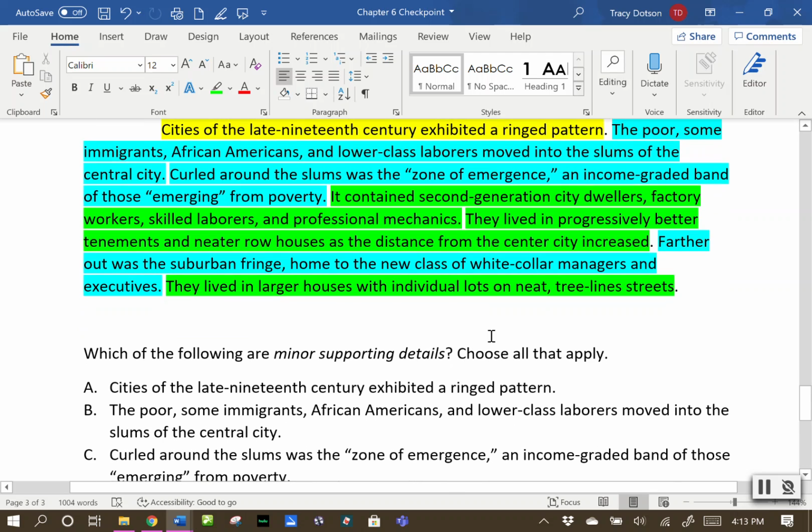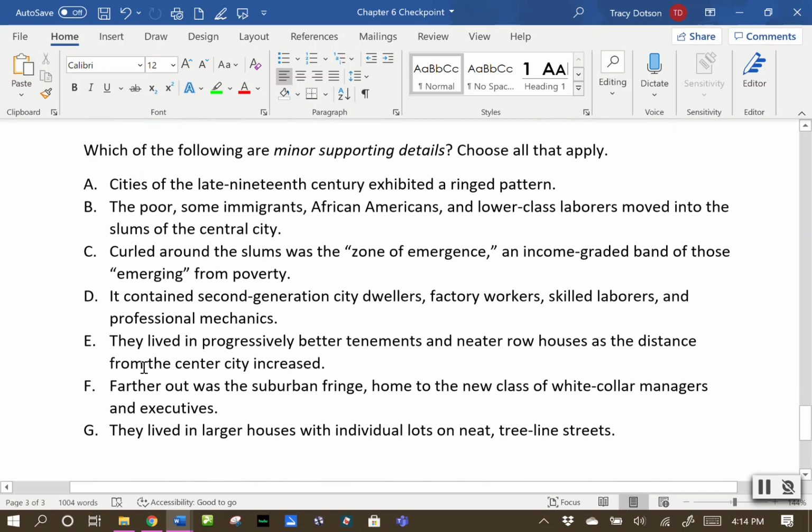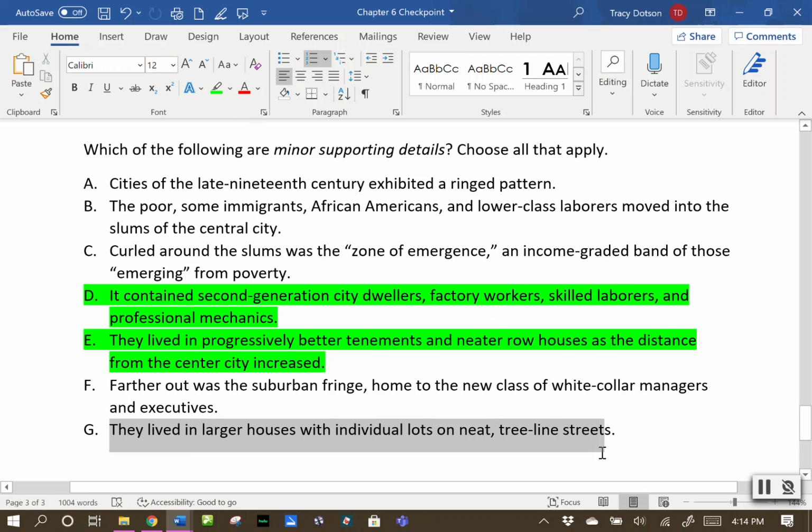So we're looking for those minor details. So it can't be A, that's our main idea. B, that's a major detail. C, that's a major detail. But D, E, and G, those are what we're looking for. Those are our minor details.